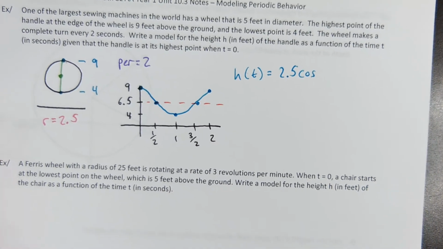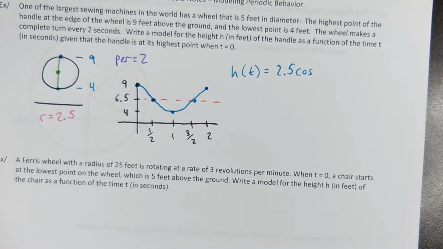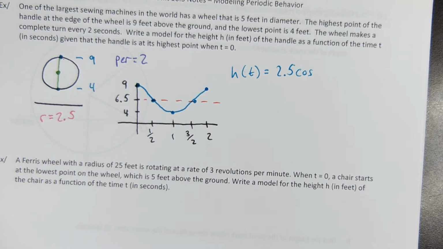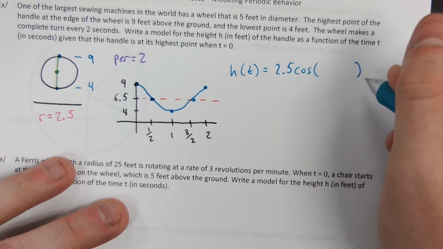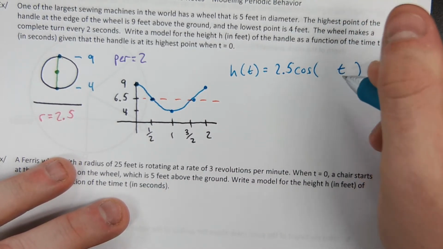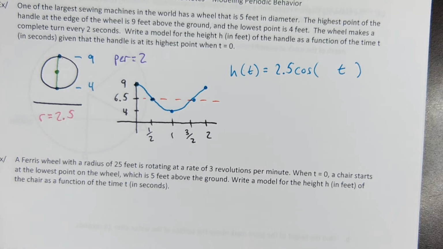Cosine is supposed to begin on the y-axis. This one did, which means we do not have a phase shift, so I don't have to have any pluses or minuses inside my argument. And I left space there for a reason.